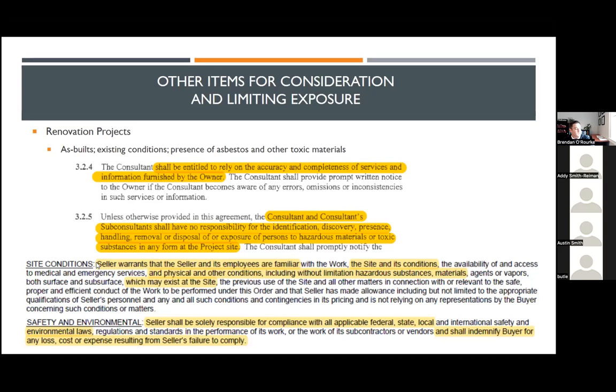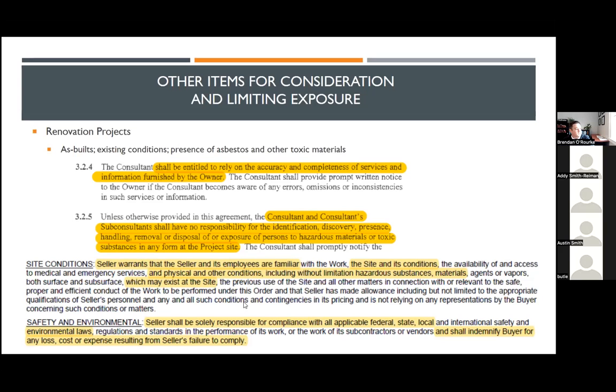This one speaks to site conditions where the seller again warrants, the seller being the design professional, that the seller and its employees are familiar with the work, the site, and its conditions, and the other physical and other conditions, including without limitation, hazardous materials which may exist on site. Again, until walls are opened up, I don't know how you can make that representation that you are familiar with the site and all its physical conditions.